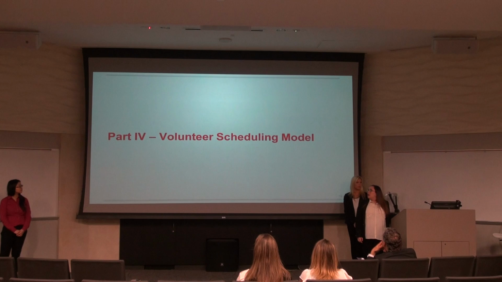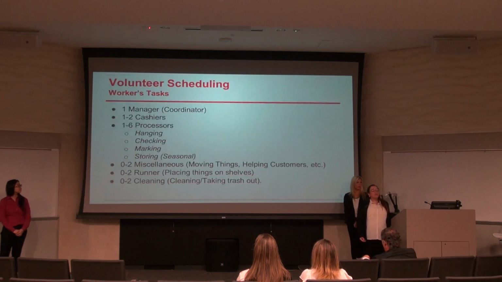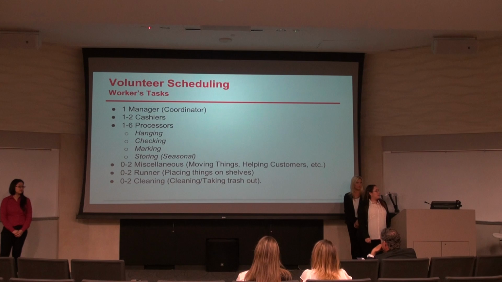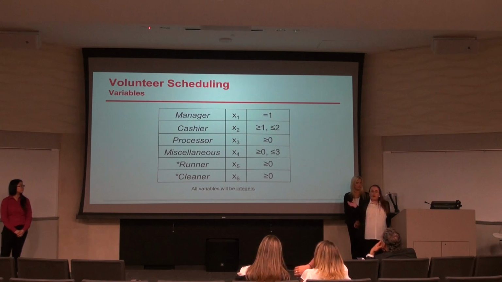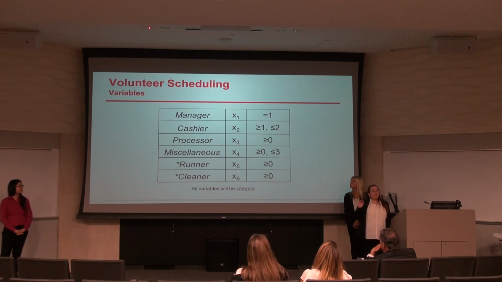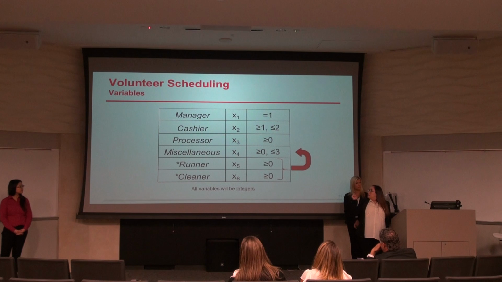Next, we created a volunteer scheduling model. So the first thing we did was define the worker tasks needed any given day at the store. So with these tasks, we actually created our variables. Our main variables are manager, cashier, processor, which takes into account all the different processing steps, and then miscellaneous. What we did was put runners and cleaners as part of miscellaneous, just because these tasks can change around during the day. So we don't want a person to be working just as a runner all day long.